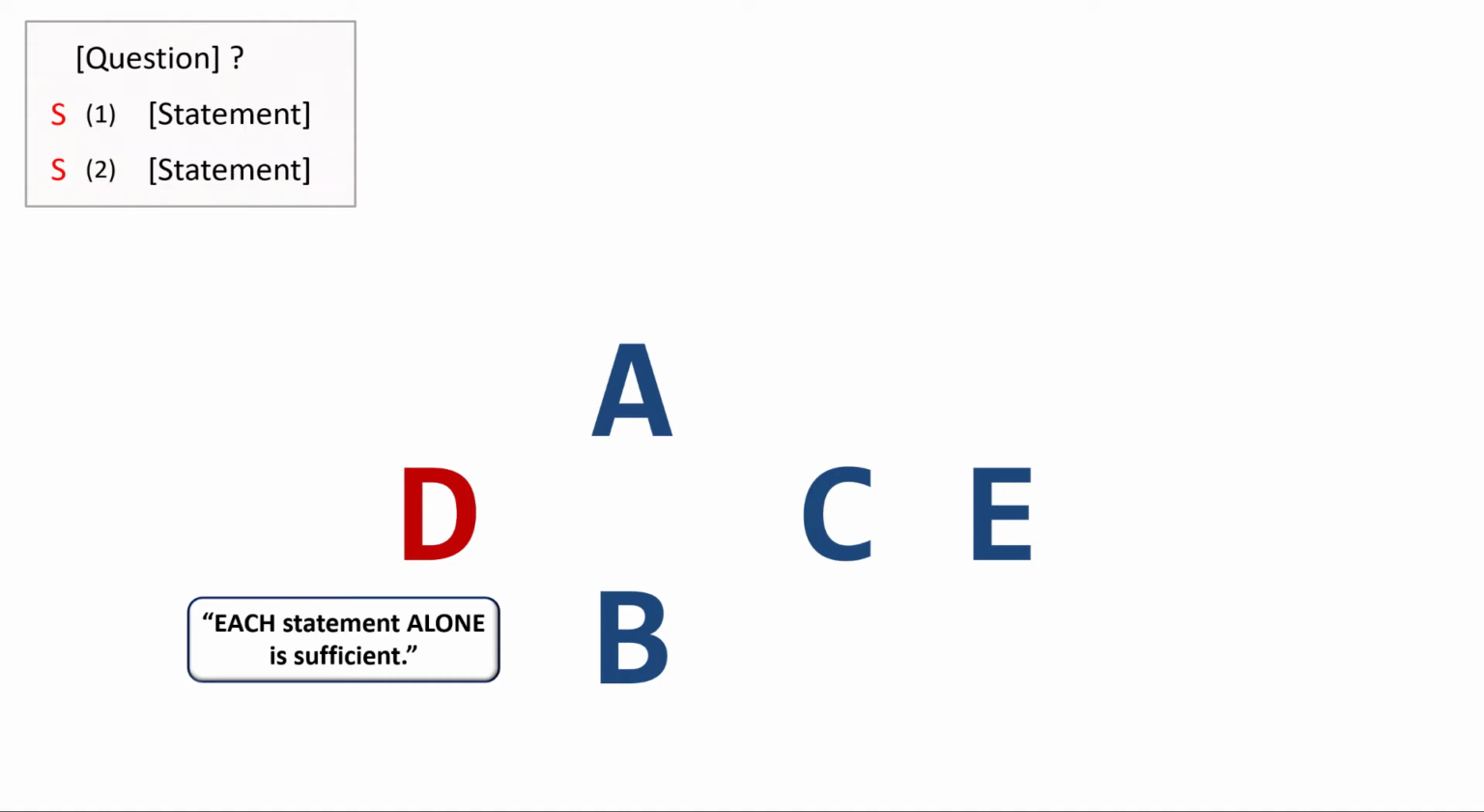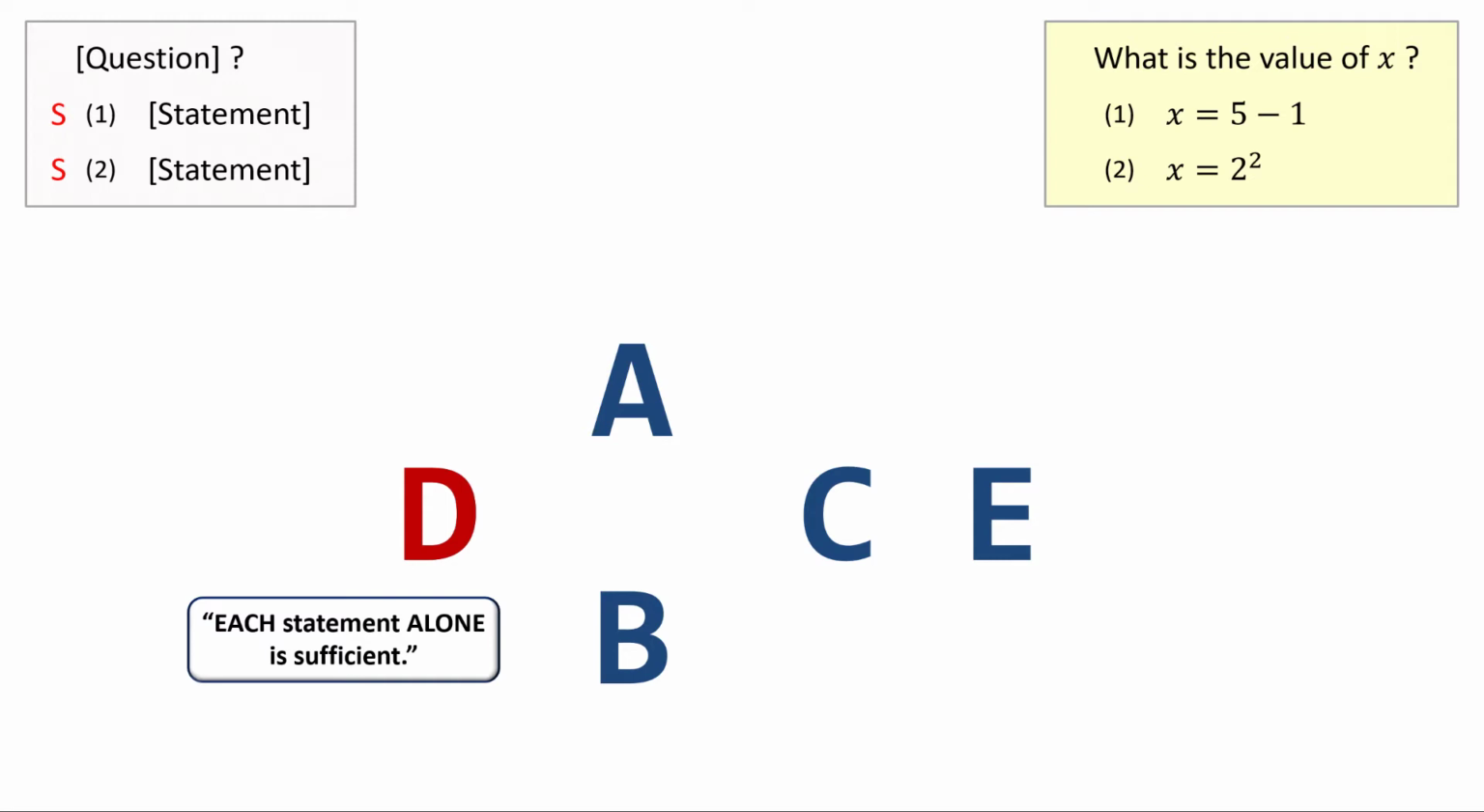As you probably guessed, the little s's here are short for sufficient. Let's turn to an example where D is the answer. The question is, what is the value of x? Statement 1 tells us that x equals 5 minus 1. This implies that x equals 4, so statement 1 is sufficient. Statement 2 tells us that x equals 2 squared. This also implies that x equals 4, so statement 2 is also sufficient. Because each statement is sufficient, the answer is D.